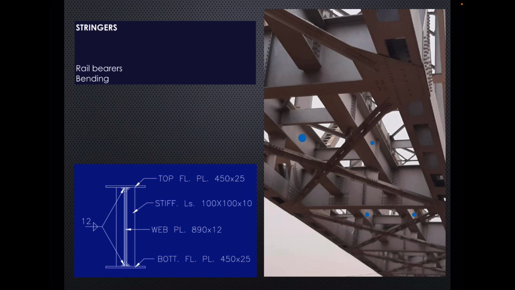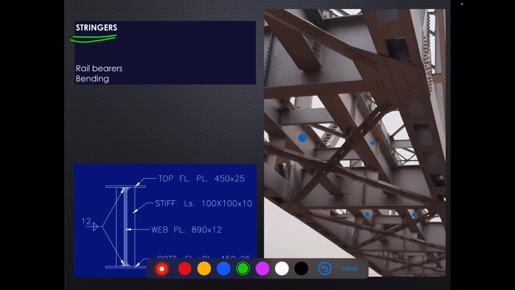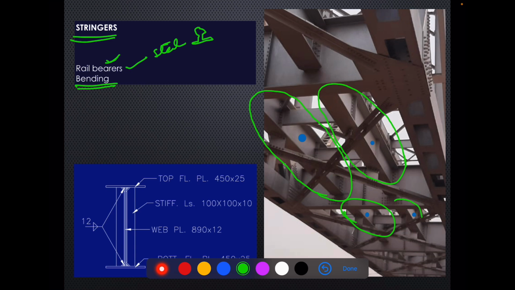So let's move on to stringers. Stringers are basically rail bearers, because above them only steel sleepers come over which rails are rested. These are primarily rail bearers, and these are mainly designed in bending. So where are these stringers? This one is a stringer. This is the second stringer of this pair. Similarly, we have this one and this one. They are always in pairs.